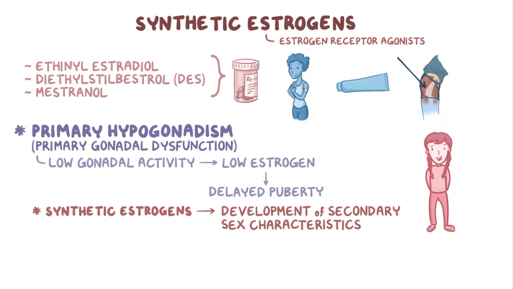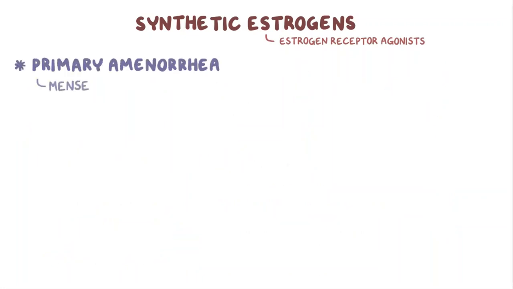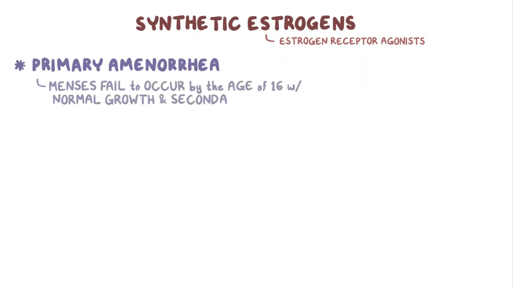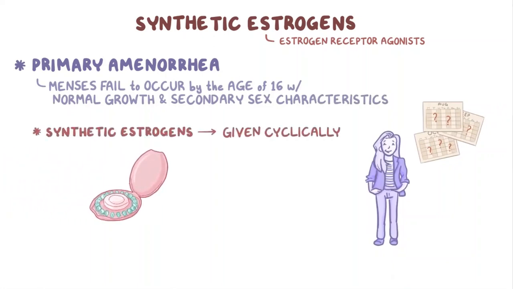Now, when estrogens are given in girls with hypogonadism, if the dose is not adjusted carefully, they can cause premature closure of the epiphyses of the long bones, resulting in short stature. They are also indicated for primary amenorrhea, where menses fails to occur by the age of 16 in the presence of normal growth and secondary sexual characteristics. In this case, synthetic estrogens can be given cyclically to mimic the natural menstrual cycle and trigger menses.